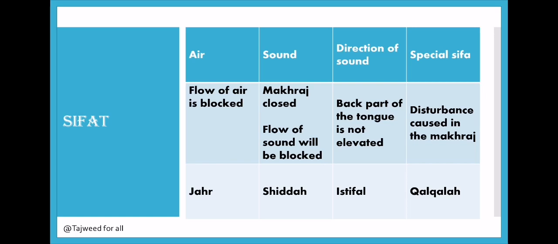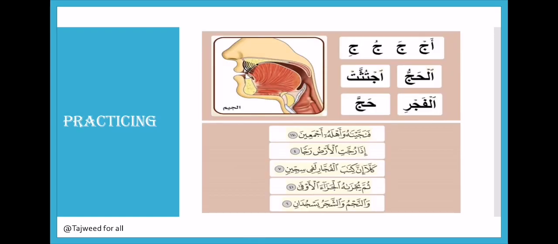Okay, and what is about the sifa of direction of the sound? Ja or jo. It is ja, ja. Okay, it is light. So that means it is istifal. So this is all about the letter Jim. We will go to the practicing.